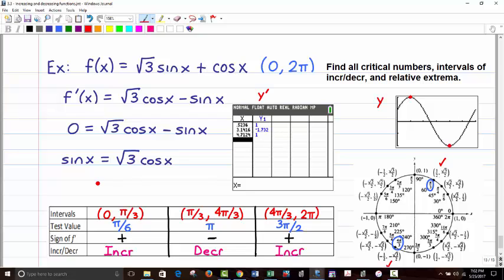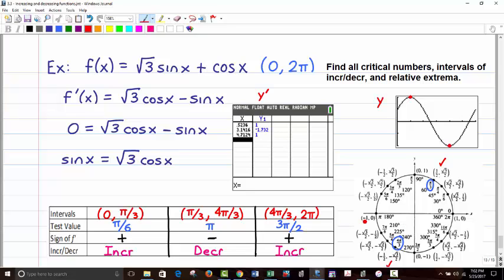Now, if you did it differently, it's a negative-positive relationship. So with sine of x equals positive square root of 3 times cosine of x, that means our values are going to be located in either quadrant 1 or quadrant 3, meaning they're going to have to be both the same sign: both positive, both negative.